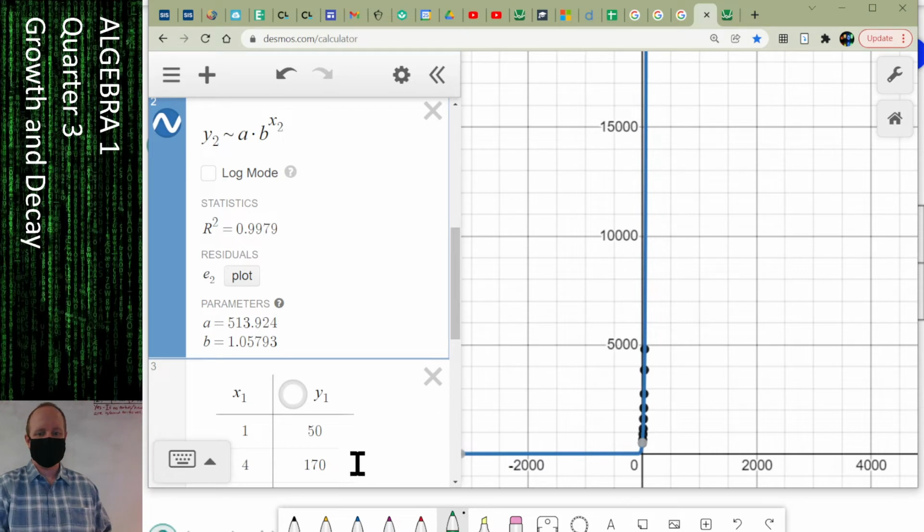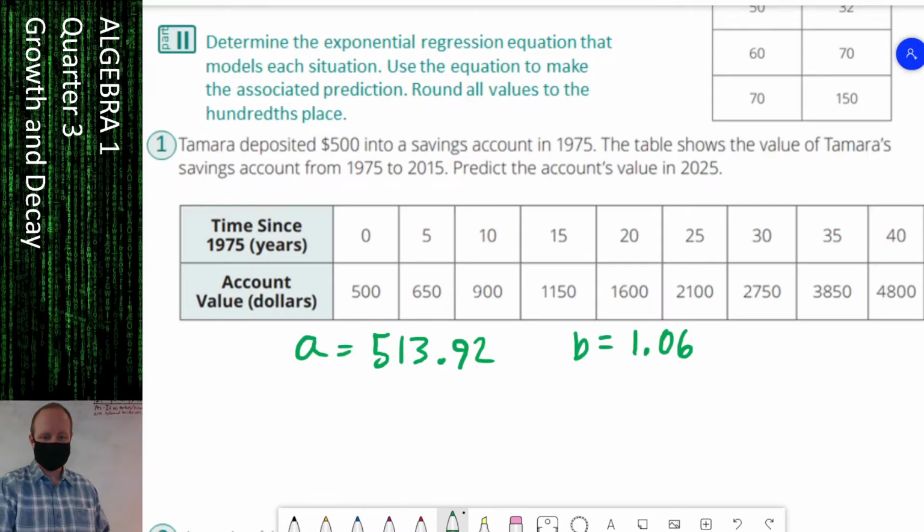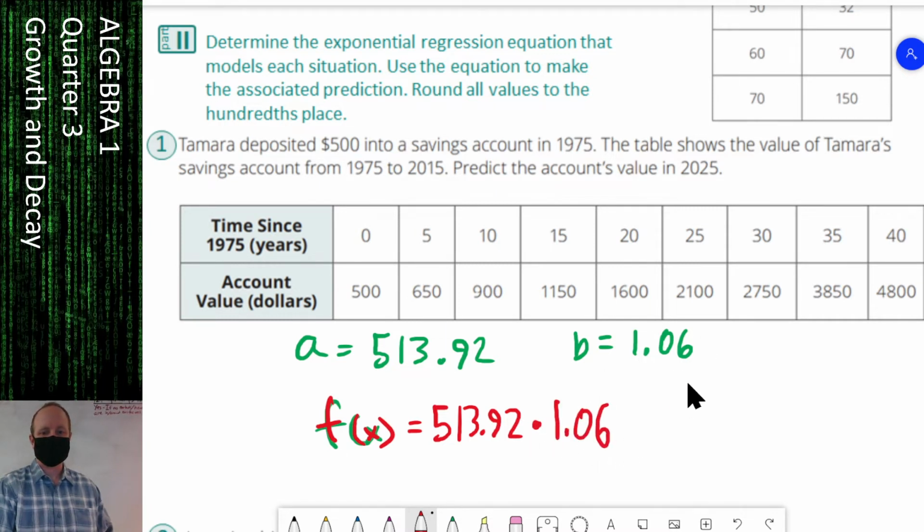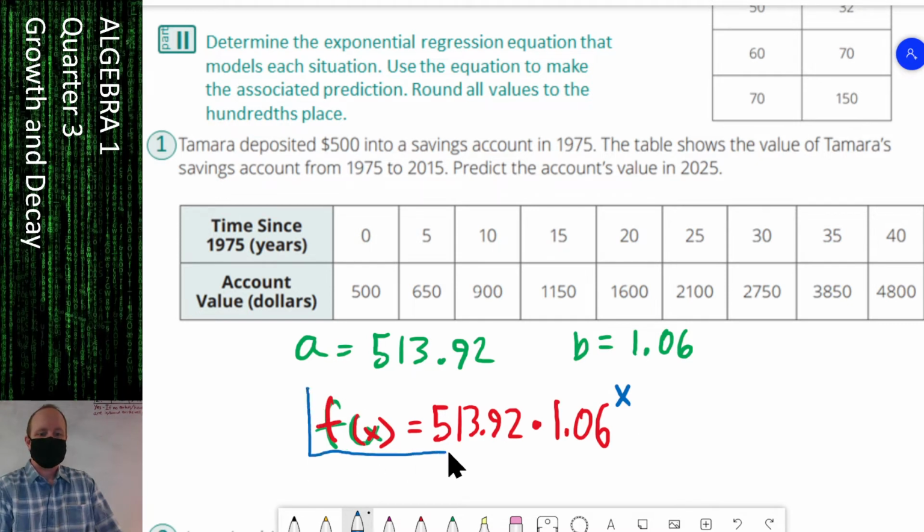But we're just going to go ahead and fill out the equation. So it's a function starting with a name like f of x, and then setting it equal to a times b. Well, here's our a value. We're going to plug in 513.92. And then times b, so multiplied by 1.06. And then for an exponential equation, what's the very last thing we need to include in that function? Square. Not necessarily square it, but definitely raise it to some exponent. That's part of your answer.